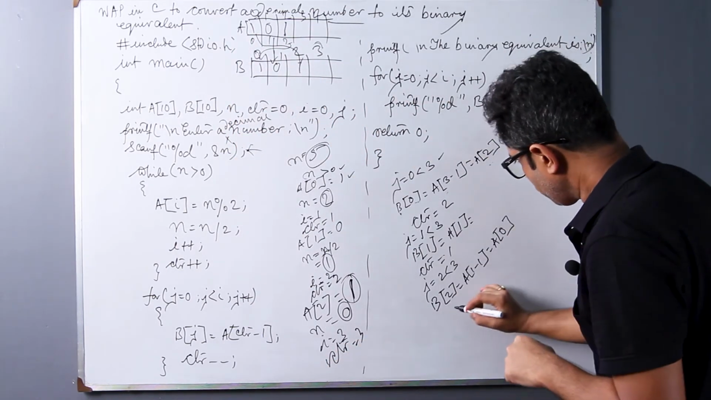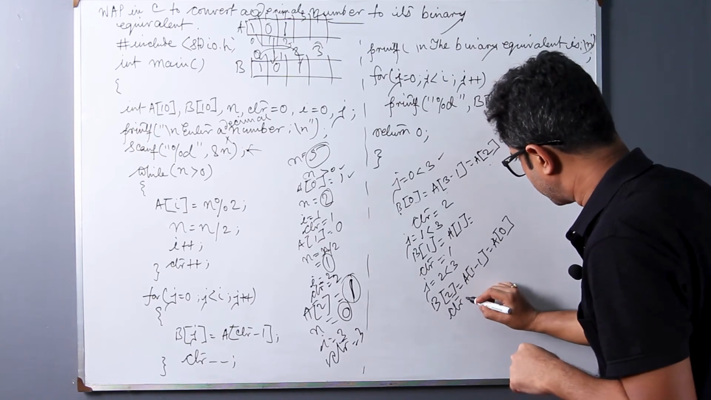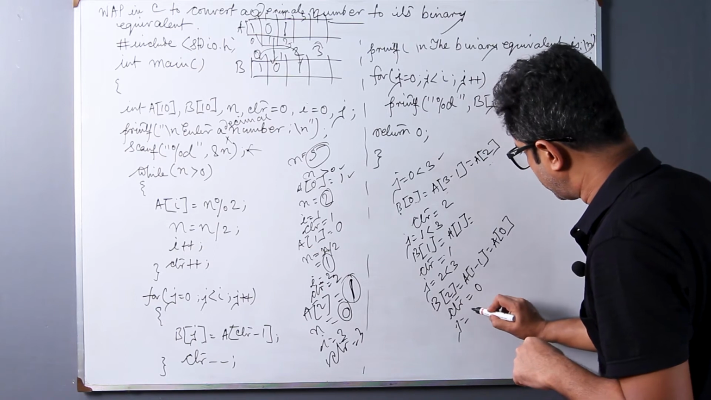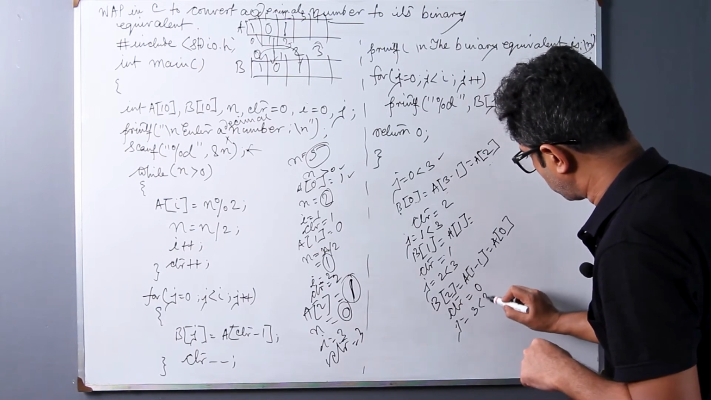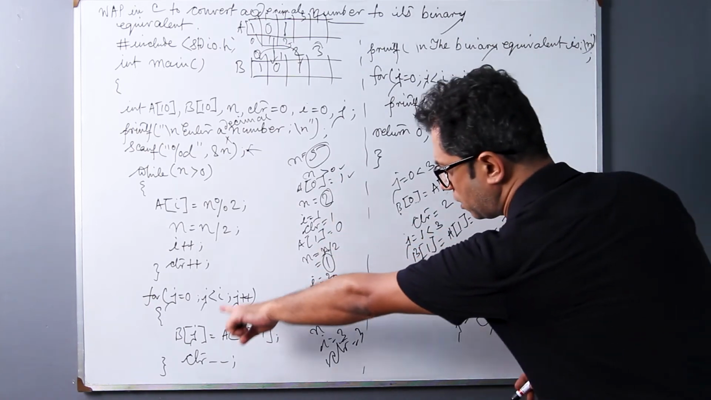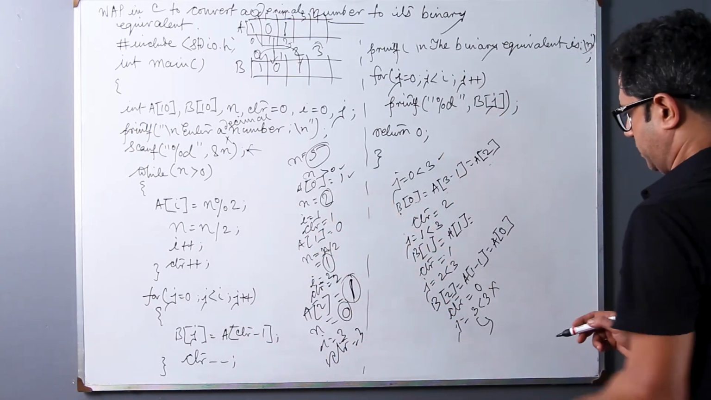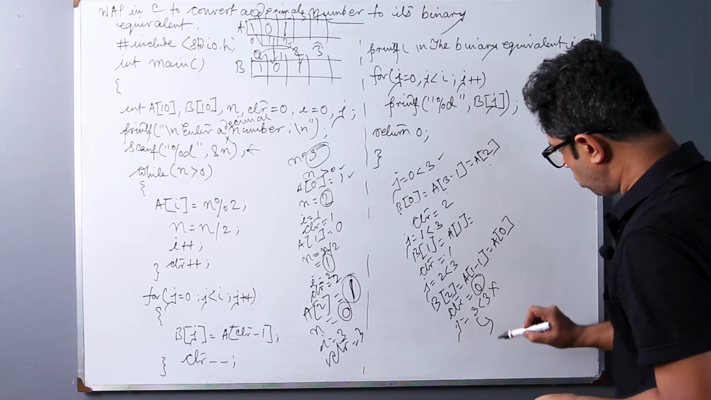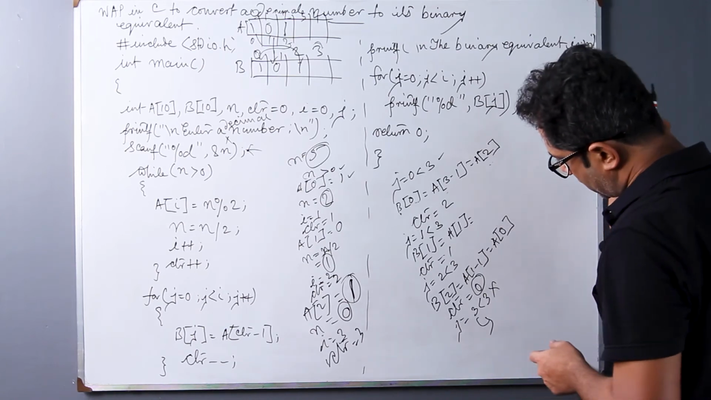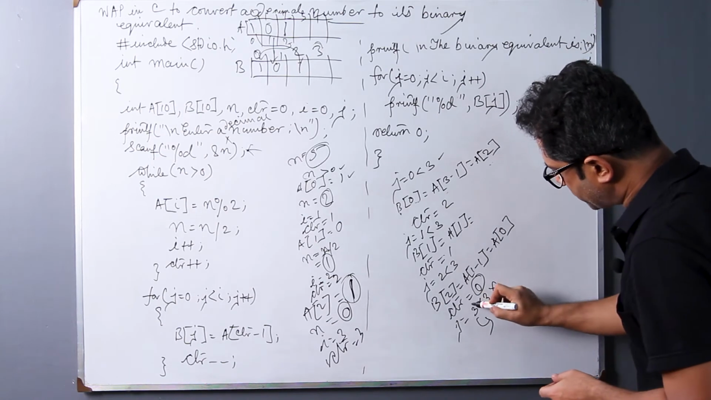So now the CTR is again decremented to become 0. J is incremented to 3, which is not less than 3. The condition is not satisfied. We come out of the for loop and in this way the counter is now 0, and I has become 3 and J has become 3.